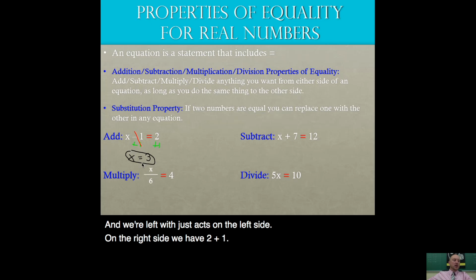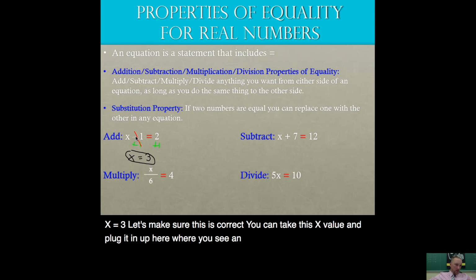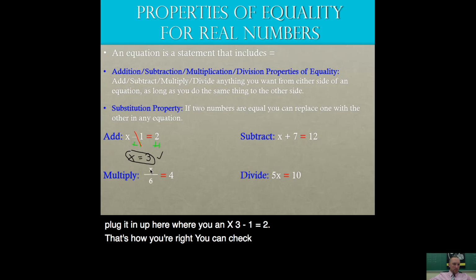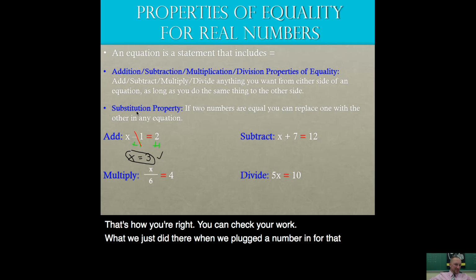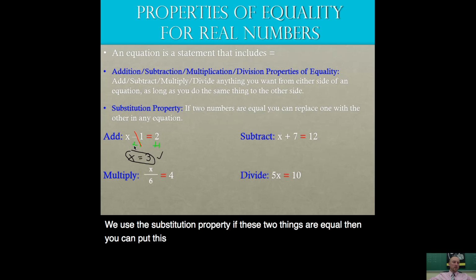X equals 3. Let's make sure this is correct. You can take this x value and plug it in up here where you see an x. 3 minus 1 equals 2. That's how you know you're right. You can check your work. What we just did there, when we plugged a number in for that variable, we used the substitution property. If these two things are equal, then you can put this in for that anytime you want.